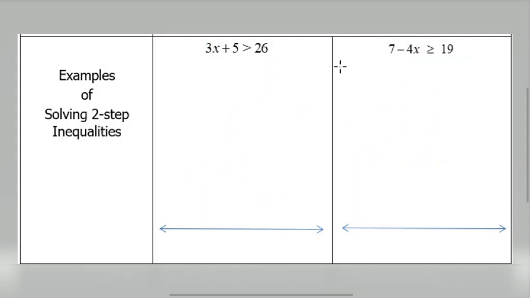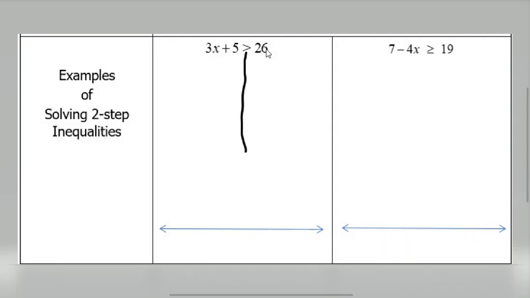Alright, so now that we have the basics of inequalities, let's go ahead and solve some inequalities. So these are examples of two-step inequalities. Two-step inequalities means there are two steps to solve to get that variable by itself. So this says 3x plus 5 is greater than 26. So I want to get that x by itself.